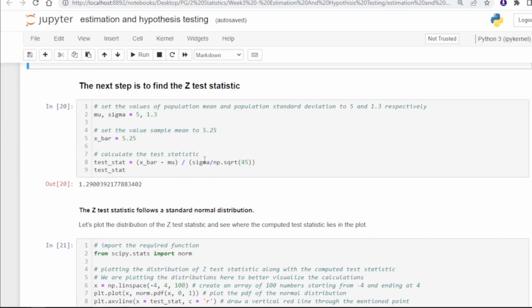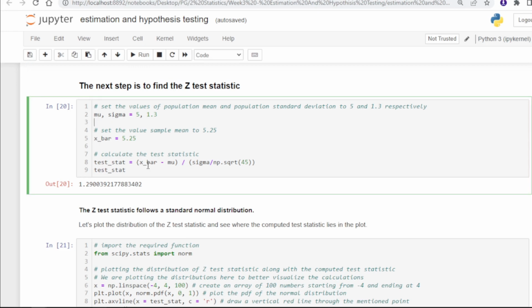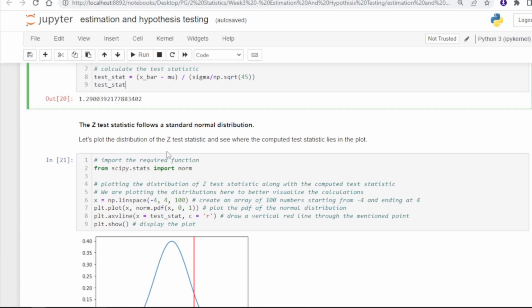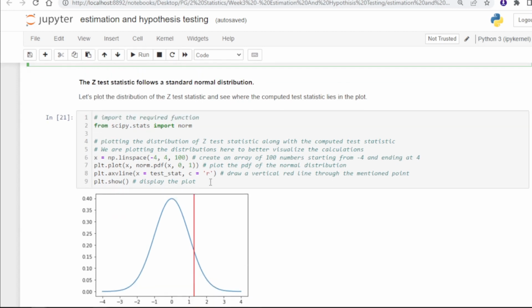The next step is to find the z-test statistic. Again we will define our mu and sigma, and our sample mean is 5.25 in this case. If we calculate the test statistic, it will be given as this. The z-test statistic follows a standard normal distribution. Let's plot the distribution of the z-test statistic and see where the computed test statistic lies in the plot.